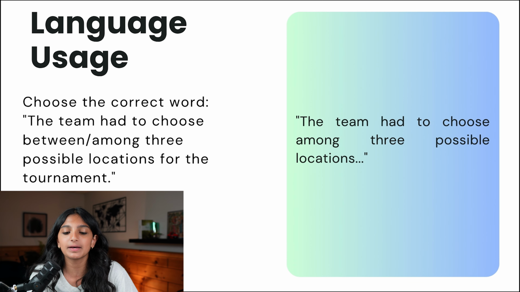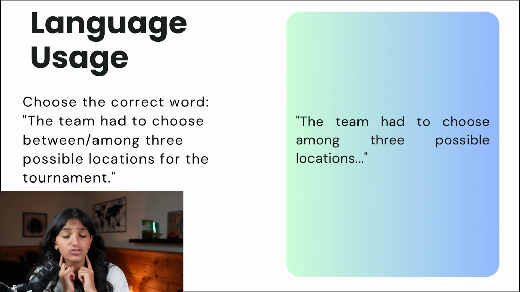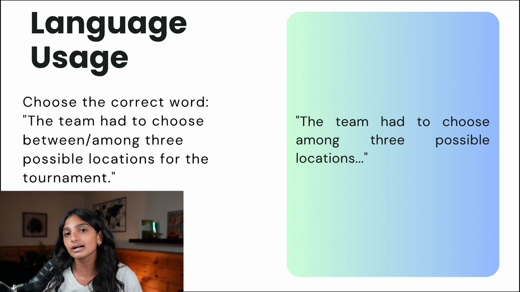The team had to choose among 3 possible locations. Make sure you put both into the sentence to see which one sounds the most accurate and the most correct, and which one makes the most sense. So in this case, among is our answer.